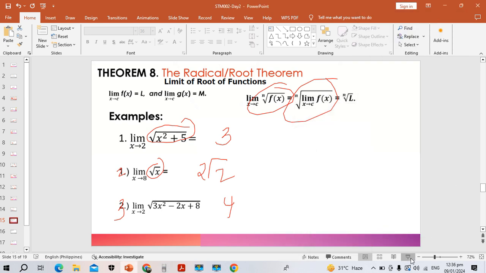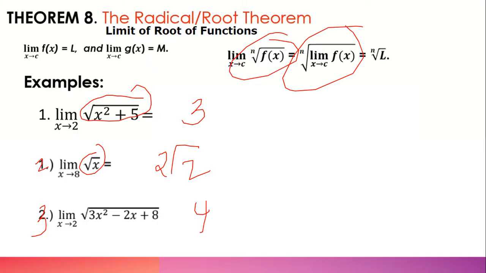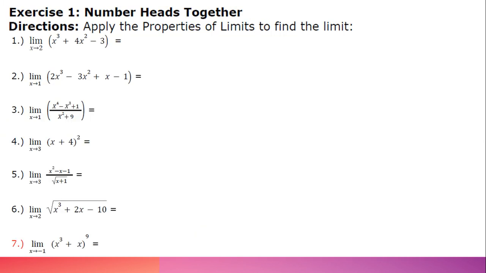Very good. Your answer is correct. So, the answer number 1 is 3. Number 2 is 2 square root of 2. If you don't know how to solve mentally, you can use your calculator po. Number 3 is 4. Substitution first and then get the radical. Just choose the radical sign sa inyong calculator. Lalabas na agad. Yan agad.